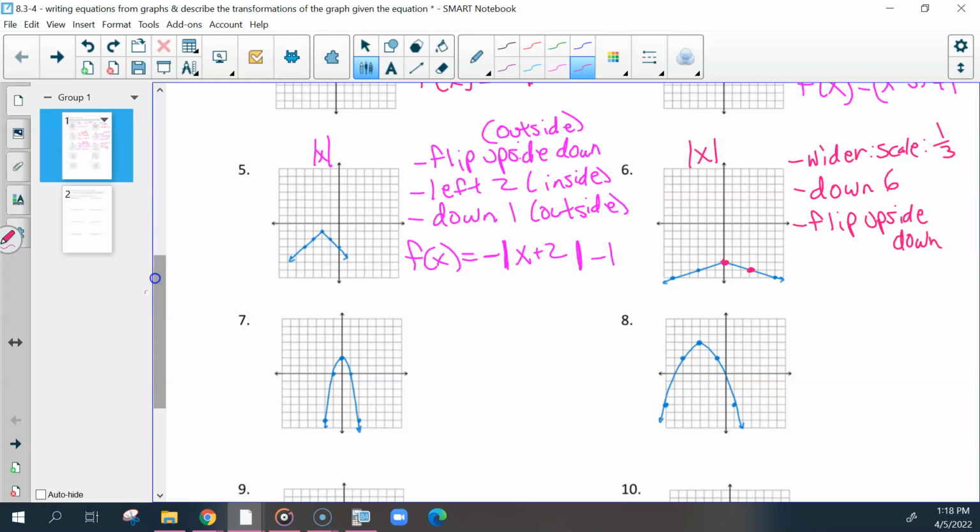If we have, this would be a vertical compression. We won't be dealing with horizontal compressions and stretches, so you can assume that it will be vertical. So this will be outside. Down 6 would be inside or outside? Outside because it's vertical. And then flip upside down would be inside or outside? Outside again. What this means is there will be nothing inside the absolute value signs. Everything will be outside of those bars.